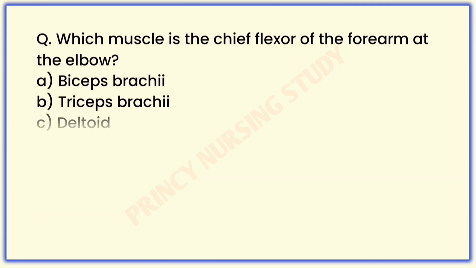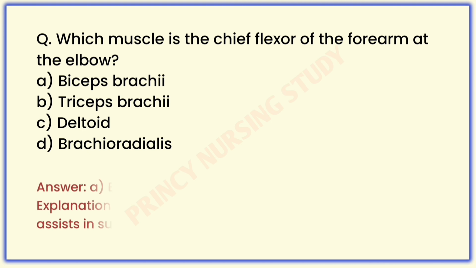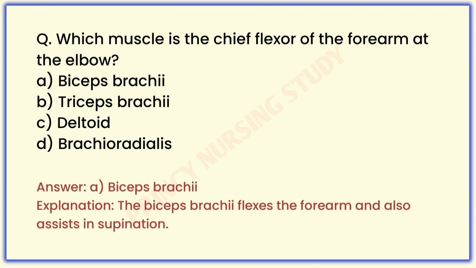Next question. Which muscle is the chief flexor of the forearm at the elbow? Correct answer is A. Biceps brachii. The biceps brachii flexes the forearm and also assists in supination.